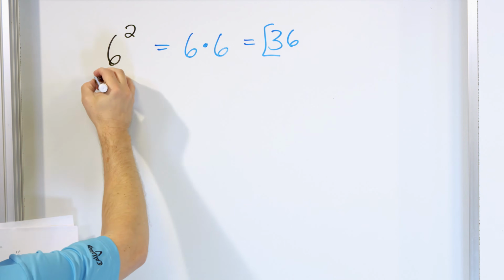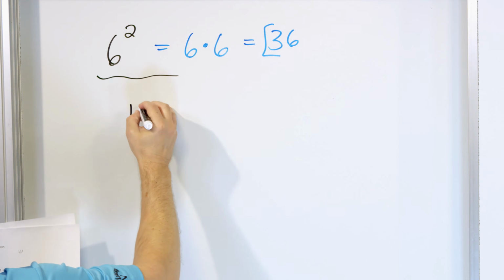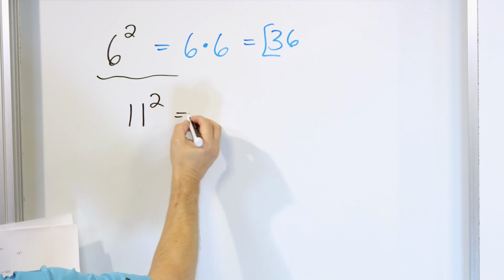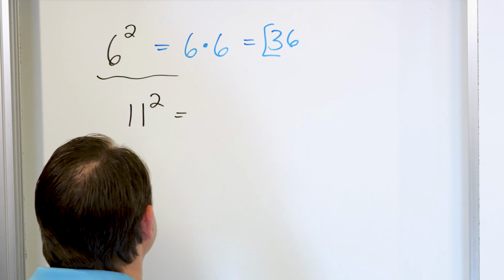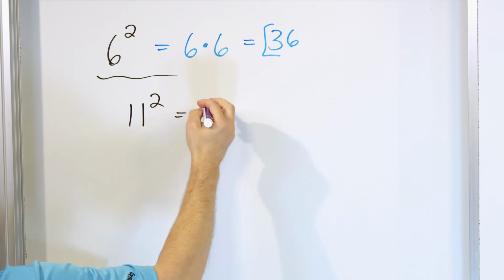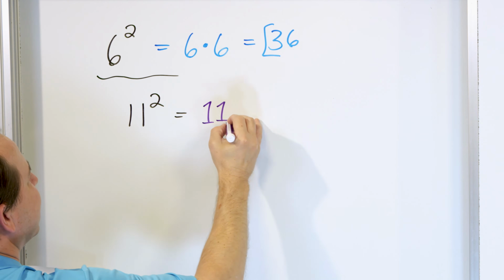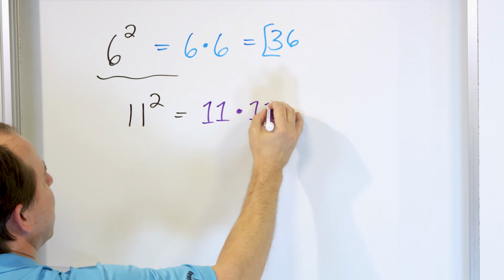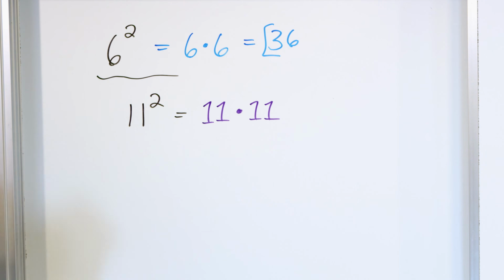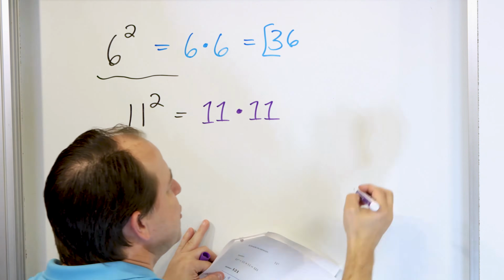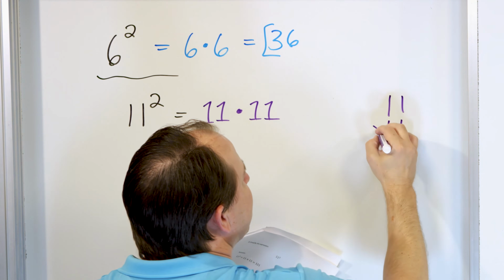All right, let's get a little more practice. What about something larger? What about 11 squared? Well, same story, different numbers. It's the 11 that gets multiplied times itself. And we have to have 2 of these 11s here because it's squared. Now, what is 11 times 11? You might remember, you might not. So just go over here and multiply it.